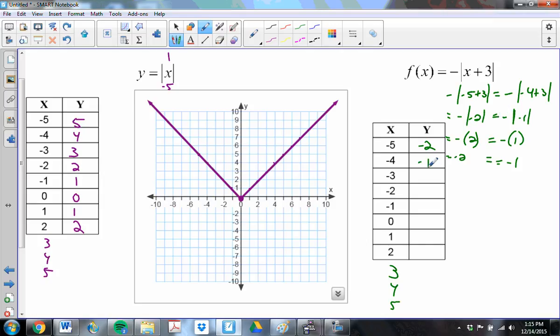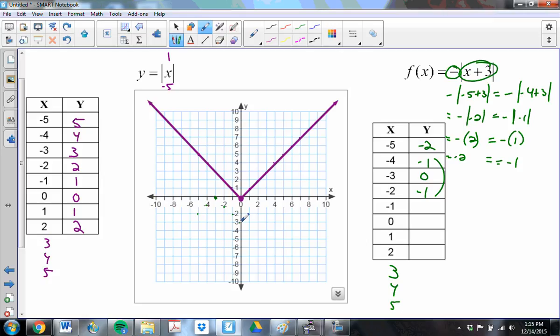If I plug in a negative 3, negative 3 plus 3 is 0, the absolute value of that is 0, and the negative of that is still 0. If I plug in a negative 2, negative 2 plus 3 is 1, and this negative makes it negative 1. Here, I've got the same value twice. Once you get the same value twice, that means you found your corner. I know at negative 3, 0 is the corner, and then I've got the points negative 5, negative 2, negative 4, negative 1, and negative 2, negative 1. The graph's going to go like this.